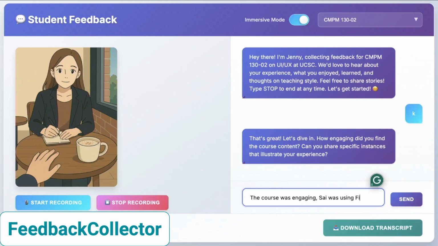Once the prompts are set, students interact with the feedback collector, which is a chatbot interface powered by GPT-4. Students can access this anytime through a secure platform. Unlike traditional surveys, this chatbot engages the students in a conversational dialogue. It's able to ask follow-up questions, it's able to encourage reflection and elaboration, and it makes the process of giving feedback feel more natural and more engaging for the students.